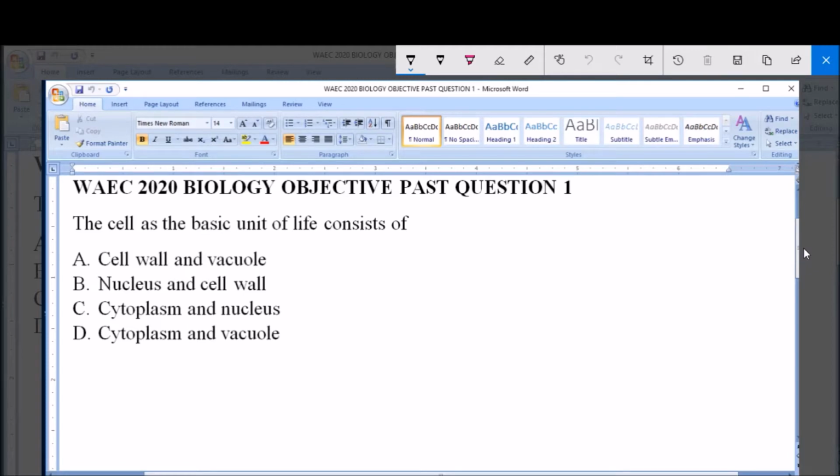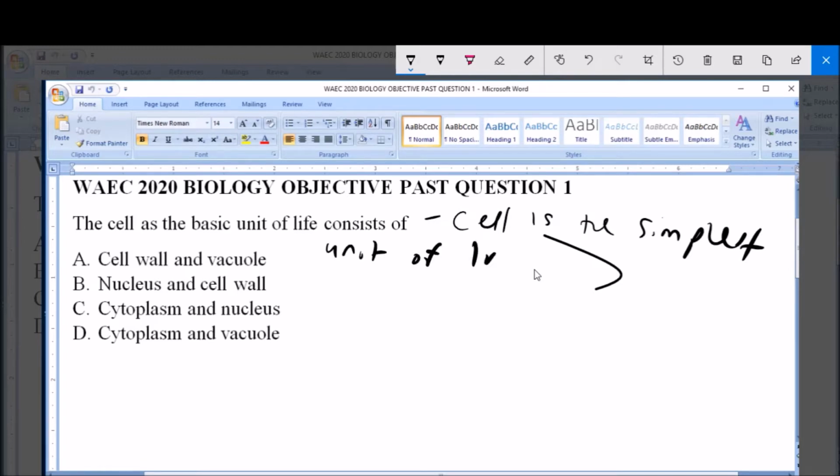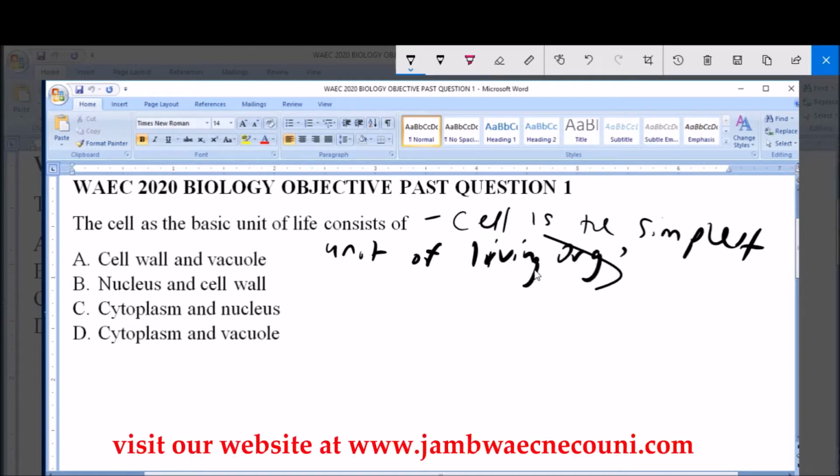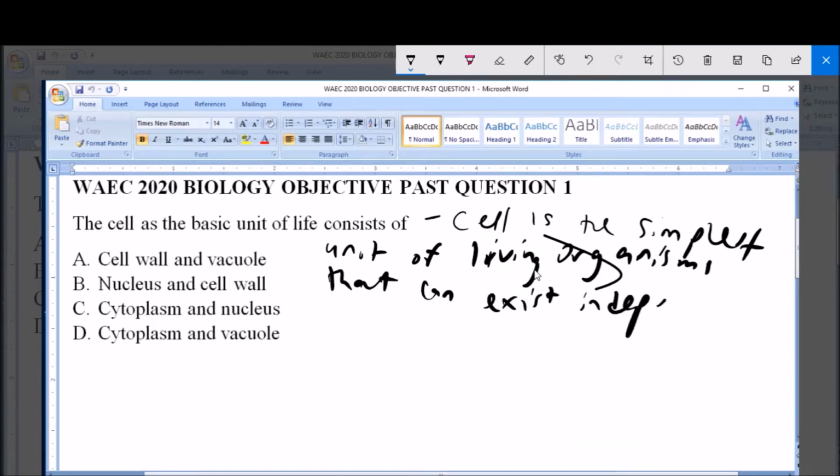So as it's been rightly established here, the cell is the basic unit of life. So for a standard definition of the cell, we could say the cell is the simplest unit of living organisms that can exist independently.